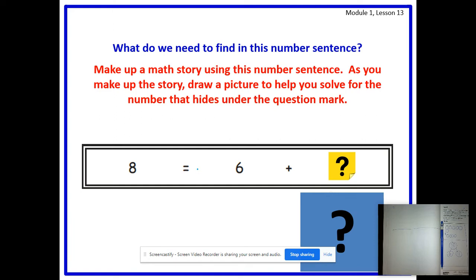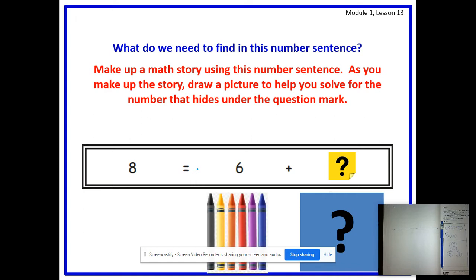At this moment, you should have had your own math picture and you should have come up with your own math story. Now it's my turn to share mine. Ready? There were 6 crayons on the floor. Plus, there were also some more crayons on the table. Do we know how many crayons on the table? No, right? That's why we have a question mark. So there were 6 crayons on the floor.